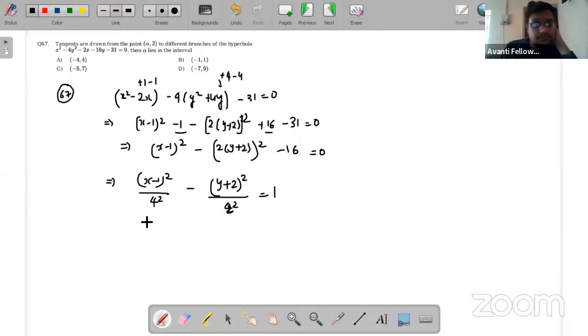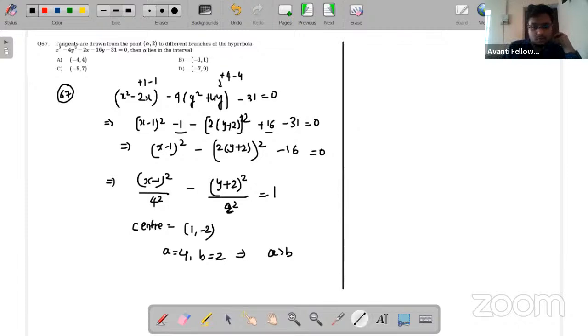Clear? So here you can see that the center will be 1 comma minus 2. A is 4, B is 2. So clearly A is greater than B. Okay, one thing. Now what we need to do? So this is clearly a hyperbola, and now tangents are drawn from a point alpha comma 2.